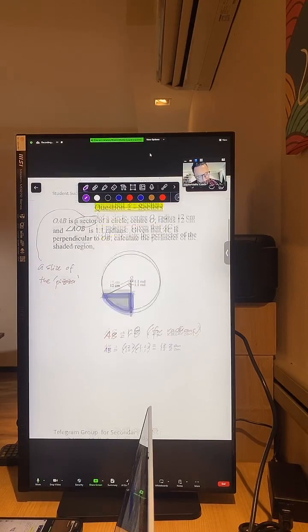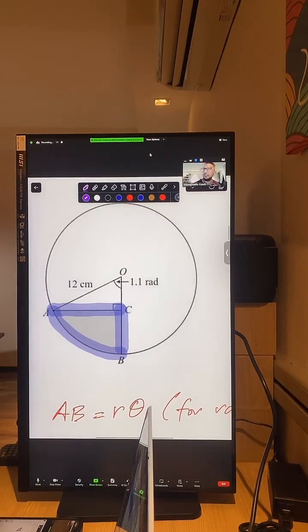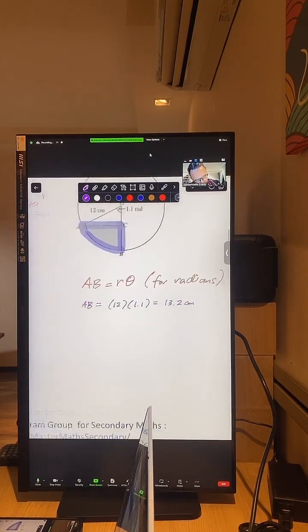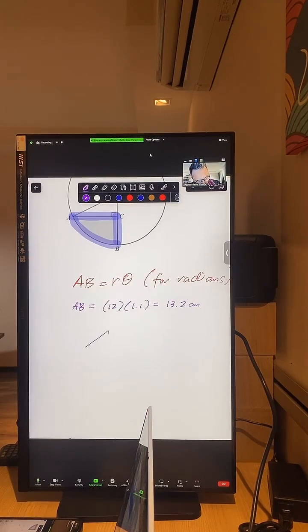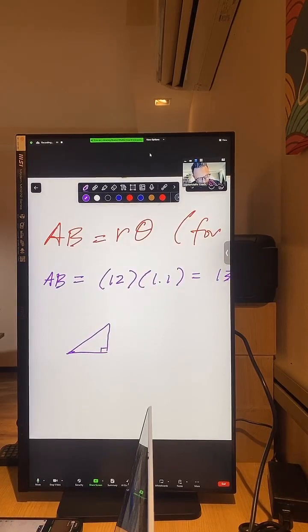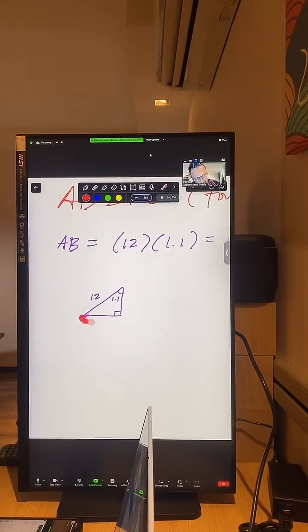Okay, so let's find AC. How do we find AC? We use our sine. Sine you can use for right angle triangles only. Let me draw the triangle here. So you have a right angle triangle, with your right angle there. This is 1.1 radian. The hypotenuse is 12 cm. We are trying to find this side and this side. So we find this side first lah.